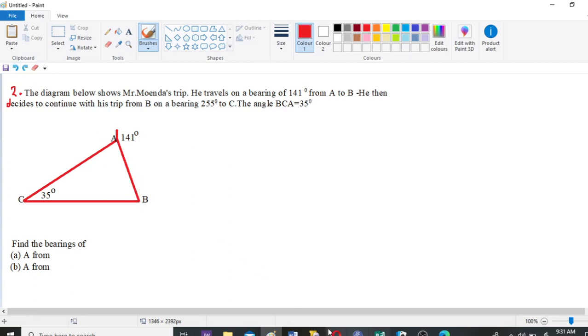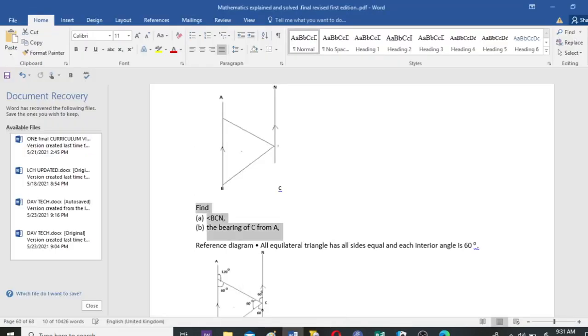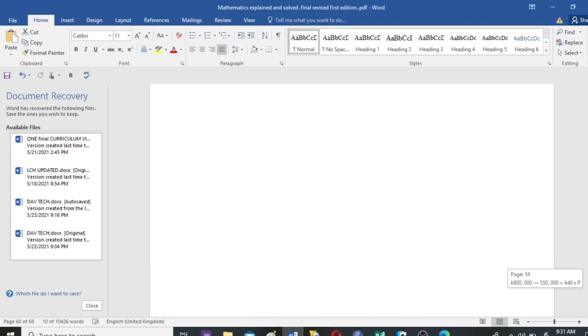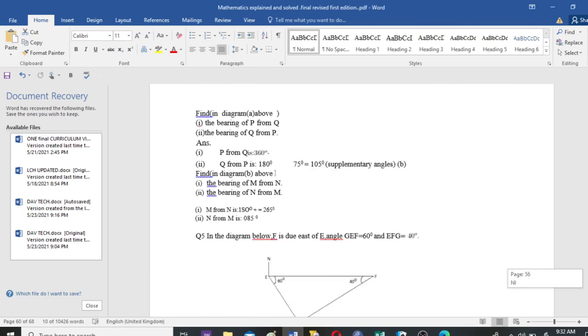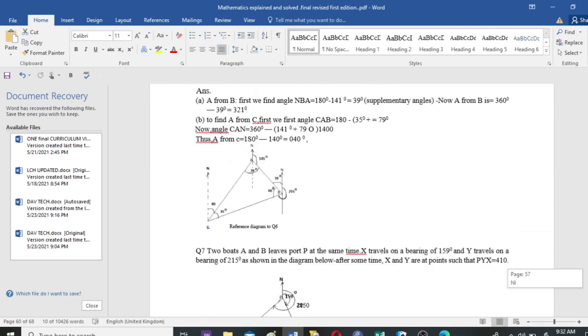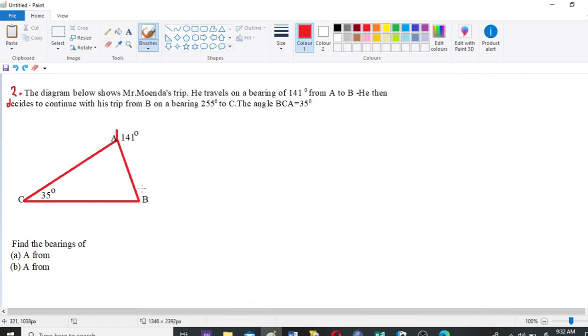Okay, let me just check properly this one. Just want to be sure. All right. Okay, so that's our 255 there. Okay, so our 255 is here. I forgot to include it.